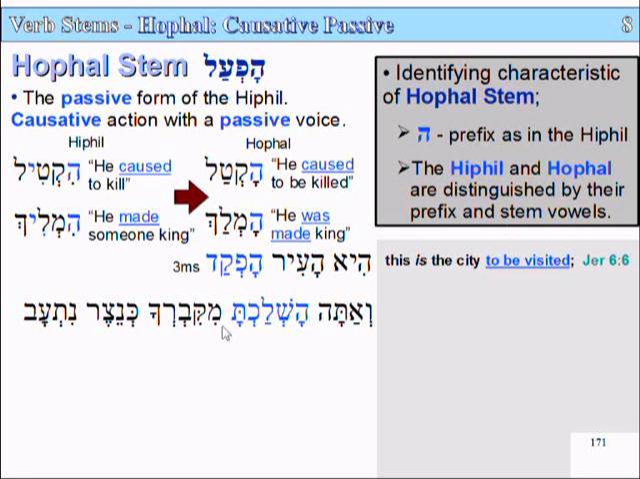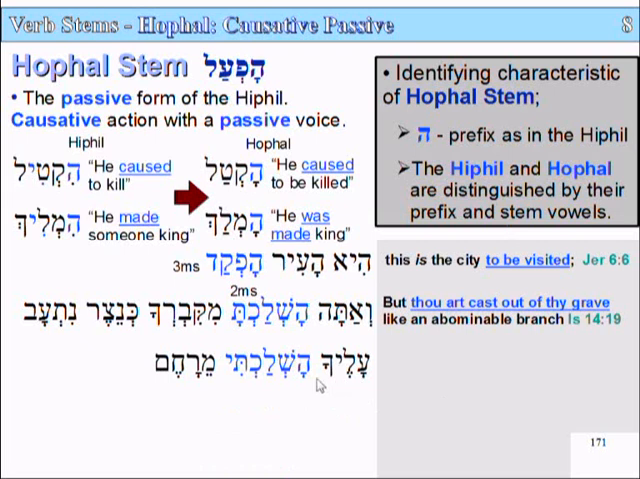Va'ata hashlachta mekivrecha kanetzer nitav. But thou art cast out of the grave. Hashlachta, thou art cast out of the grave. Mekivrecha, from your grave. Kanetzer nitav, as an abominable branch. Netzer, branch. And that's a second person masculine singular.